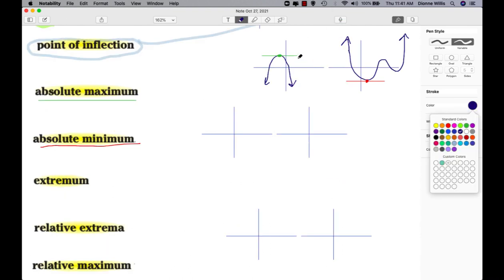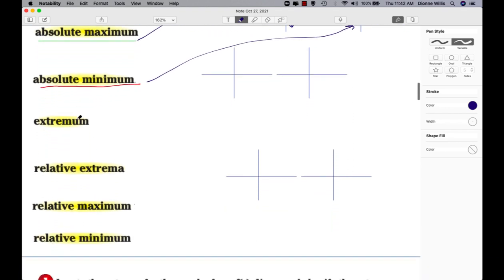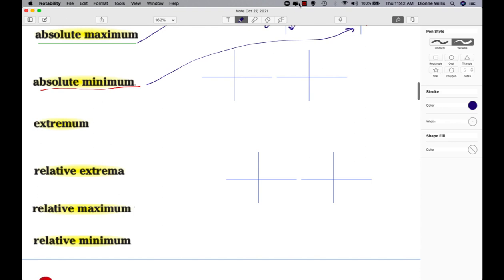So what you'll notice here is that this will be an absolute maximum. This is an absolute maximum because it is absolutely the highest point on this graph. And this would be an absolute minimum over here as we're dealing with the absolute minimum of the graph. And each of these are called extrema. The singular form is extremum. When I think about the word, it sounds like extreme, right? It's like an extreme place, like an outlier in a sense. So all of these are going to be extrema in reference to these graphs.